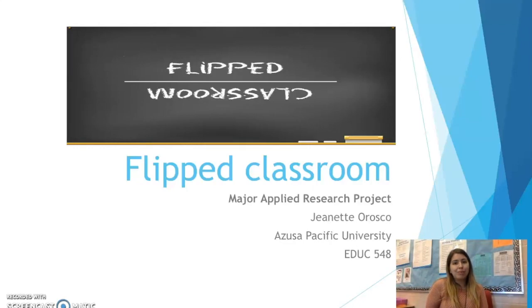For my major applied research project, I will be talking about the flipped classroom teaching model. In this presentation, I will first describe a traditional classroom and what it looks like. Then I will move on to describing what a flipped classroom looks like and what it is and what it isn't. After introducing what a flipped classroom is, I will explain the benefits and disadvantages of a flipped classroom. Lastly, I'm going to provide you with some tips on how you can begin flipping your classroom.